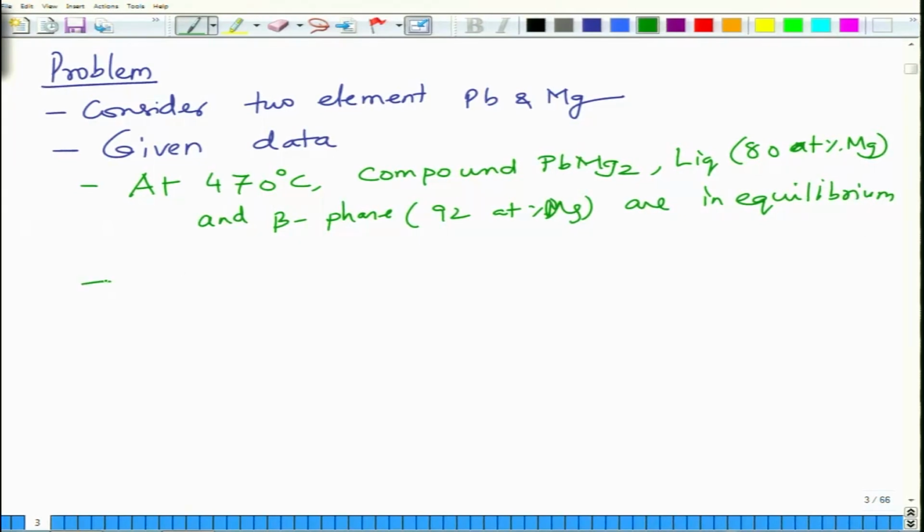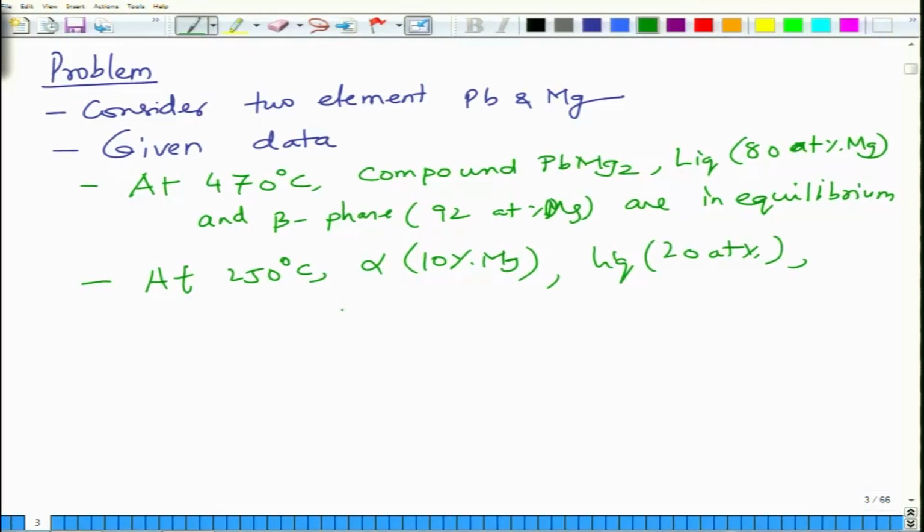Another data that is given is, at 250 degrees centigrade, alpha phase with 10% magnesium. So when I say percentage, it is atomic percent in this problem. Liquid phase of composition 20 atom percent and PbMg2 phase are in equilibrium.